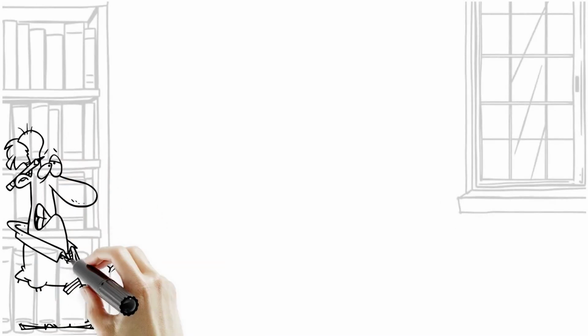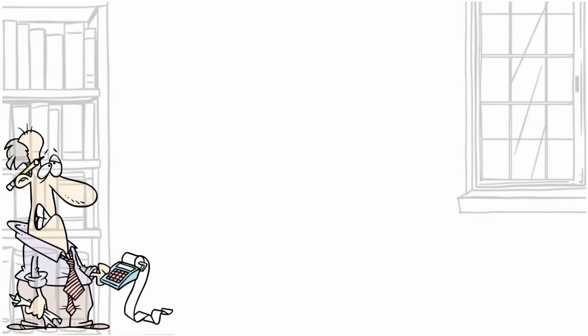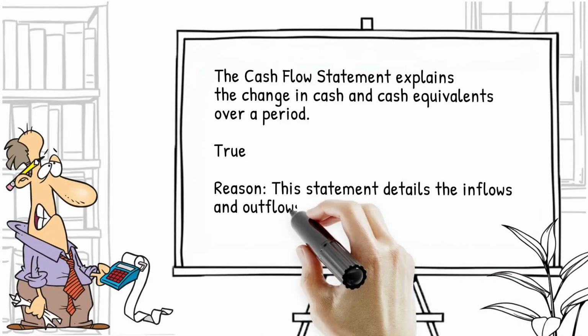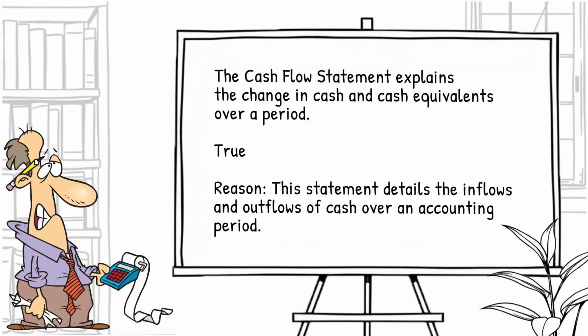The cash flow statement explains the change in cash and cash equivalents over a period. True reason: this statement details the inflows and outflows of cash over an accounting period.